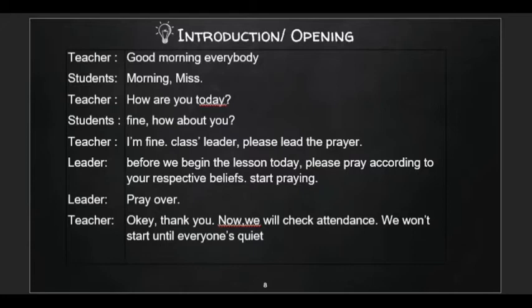Okay, this is the dialogue between teacher and student. Good morning, everybody. Morning, Miss. How are you today? Fine. How about you? I'm fine. Class leader, please lead the prayer. Okay, before we begin the lesson today, please pray according to your respective beliefs. Start praying. Prayer over. Okay, thank you. Now we'll check attendance. We won't start until everyone's quiet.